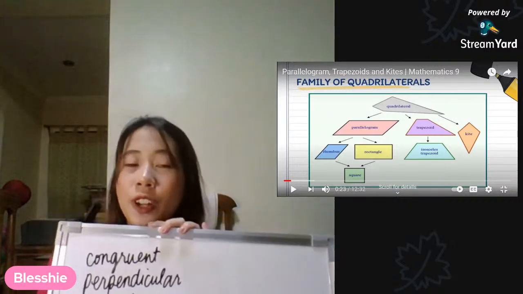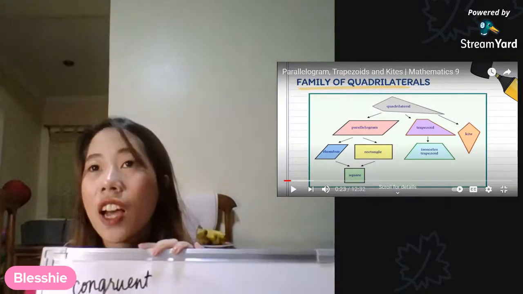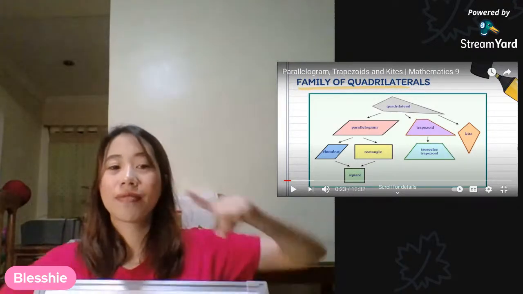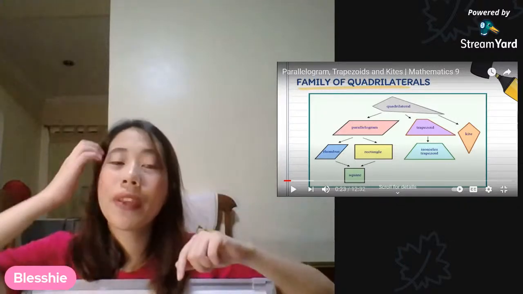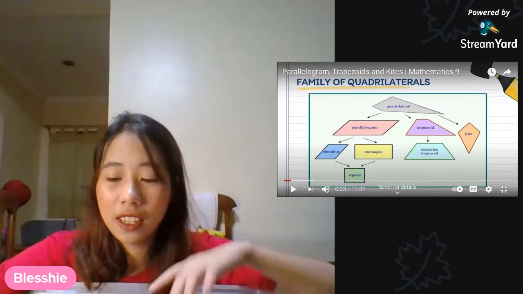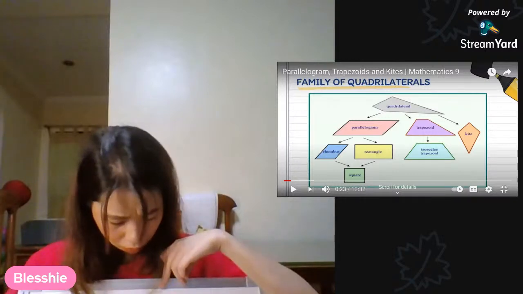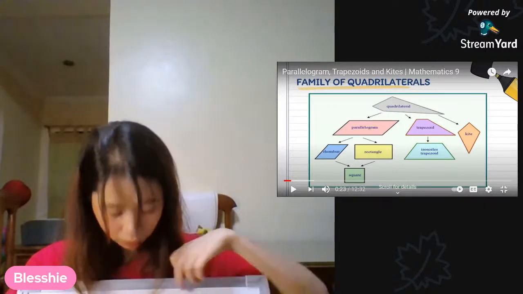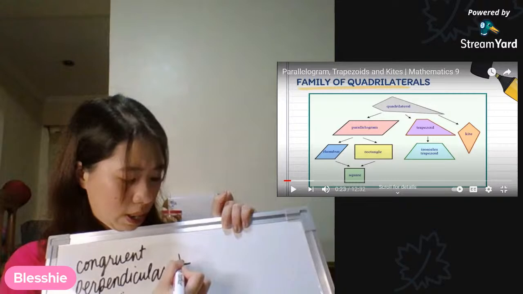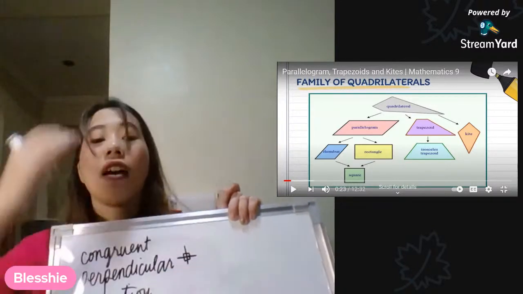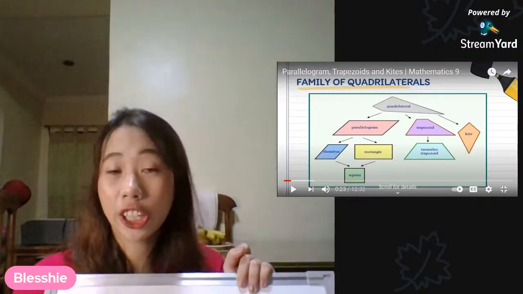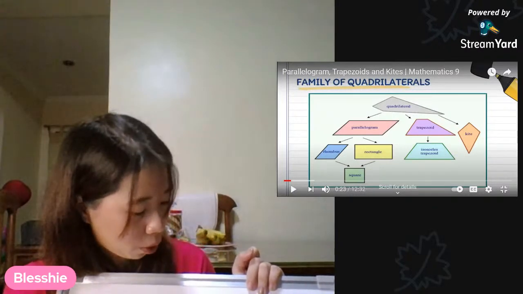Next one, perpendicular. Kapag sinabi two lines are perpendicular to one another, ibig sabihin kapag nag-intersect sila, magiging perpendicular siya kapag nakakabuo kayo ng 90-degree angle. For example, meron dyan parang plus na drawing. Kapag ito ay 90 degree, 90 degree, 90 degree, 90 degree, basta meron dyang magkatapat na 90 degrees, ibig sabihin, perpendicular siya. For example, meron akong square.